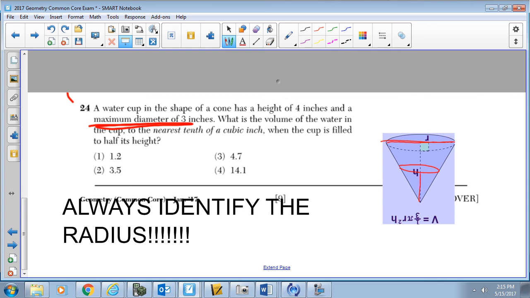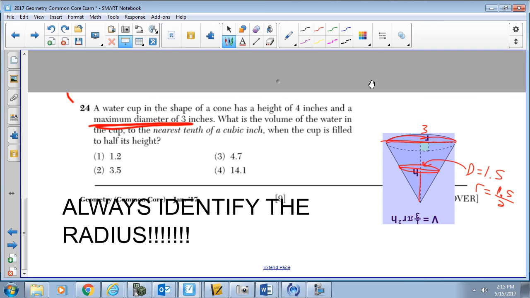So if the maximum diameter would be 3, then the diameter at halfway would be half of 3. So the diameter here would be 1.5. But the radius would equal 1.5 divided by 2. Remember, the radius is half of the diameter. So it's going to be 1.5 divided by 2.